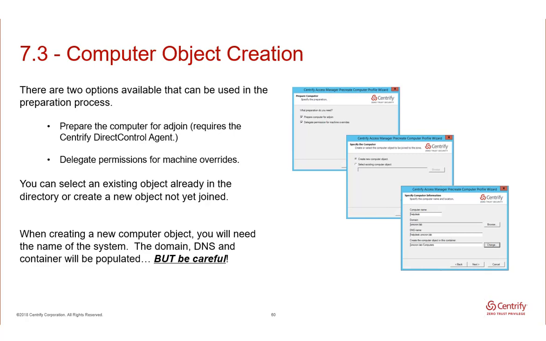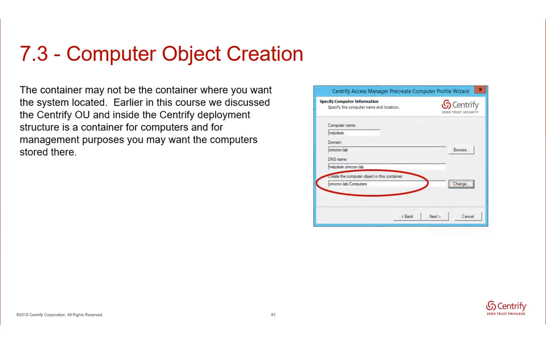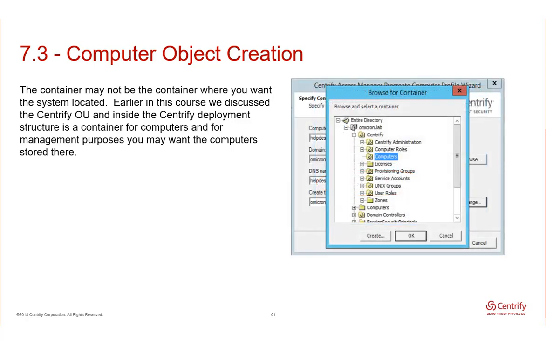Now, you can select an existing object that's already in the directory or create a new object that's not yet joined. When creating a new computer object, you will need the name of the system, but the domain, DNS, and container will be pre-populated, but be very careful. The container may not be the container you want the system located in. Earlier in this course, we discussed the Centrify OU, and inside the Centrify deployment structure is a container for computers. For management purposes, you may want the computers stored there.